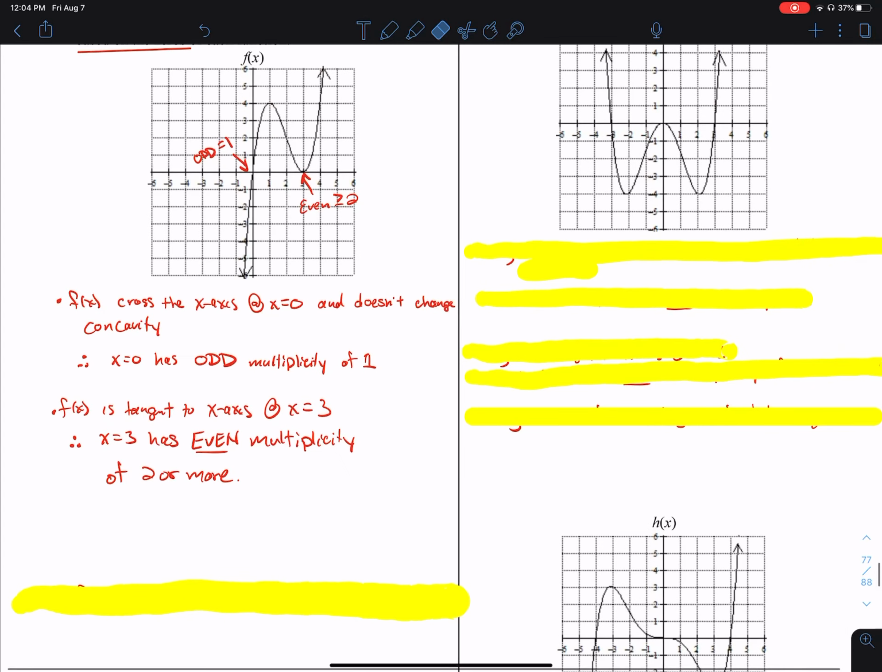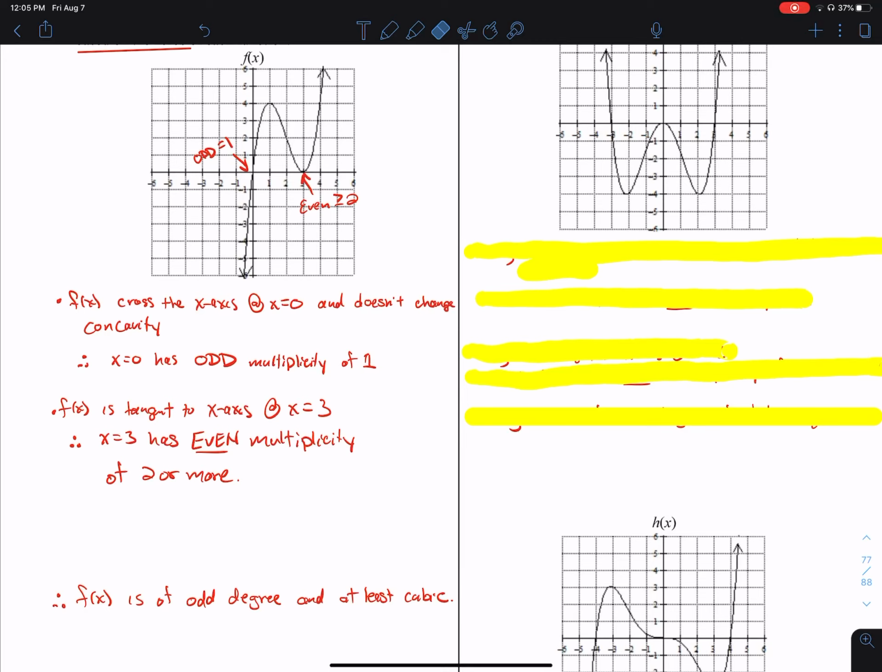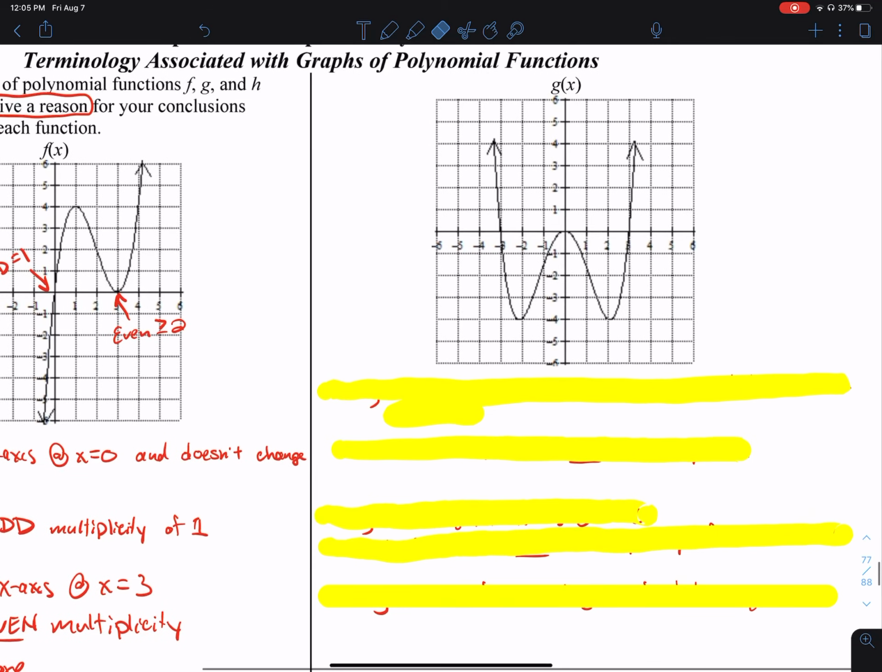Now, putting all that together, if you take the odd number 1 and add to that an even number that's at least 2, that means the degree of this polynomial is at least 3, and we know that it has to be odd. Therefore, f of x is odd degree and it's at least cubic, which means it's at least third degree. Let's check out g of x.